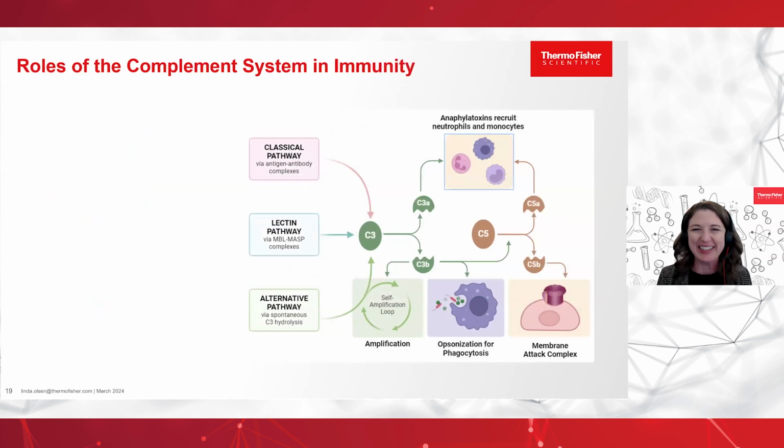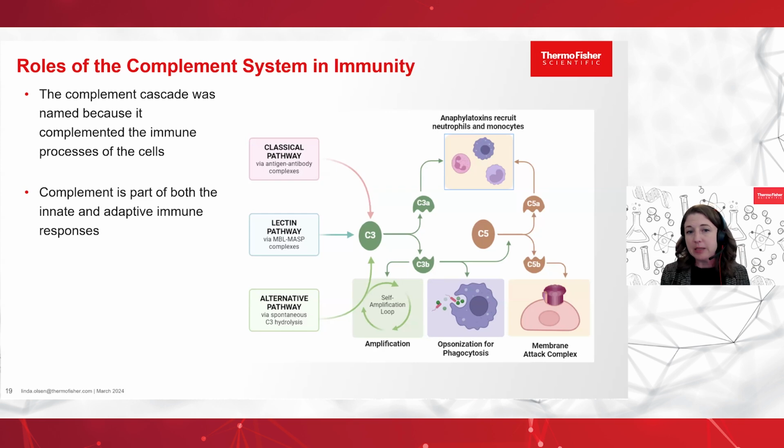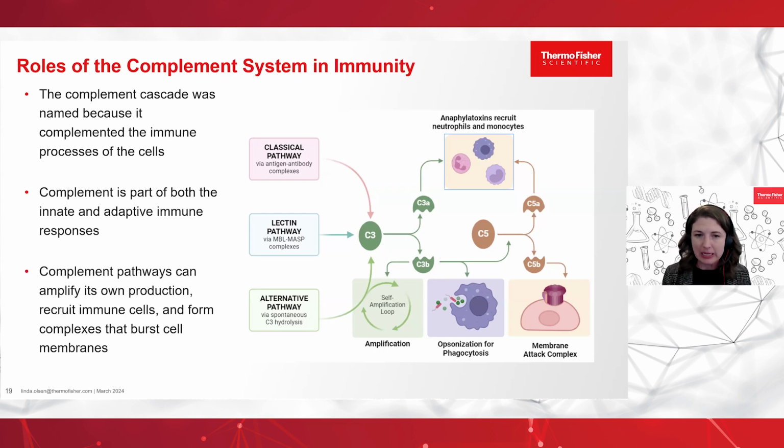One of those ways that the cells can be killed is through the complement system. The complement cascade was named because it complemented the immune processes of the cells. It is part of both the innate and adaptive immune responses. These pathways can amplify their own production. They can recruit immune cells. They can form complexes that burst cell membranes.